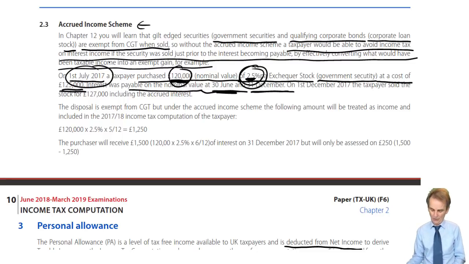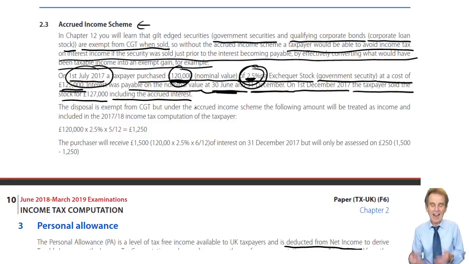This individual now, as we'll see, doesn't actually keep it all the way through until the next interest payment was due. But on the 1st of December 2017, the taxpayer sold the stock for £127,000, including the accrued interest. Now, wherever the accrued income scheme is tested, they're going to tell you that the security was sold and the sales proceeds included this amount of accrued interest.